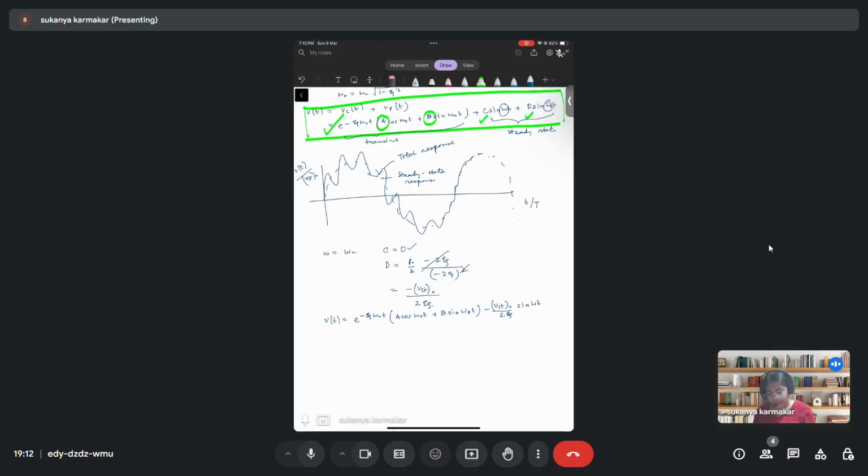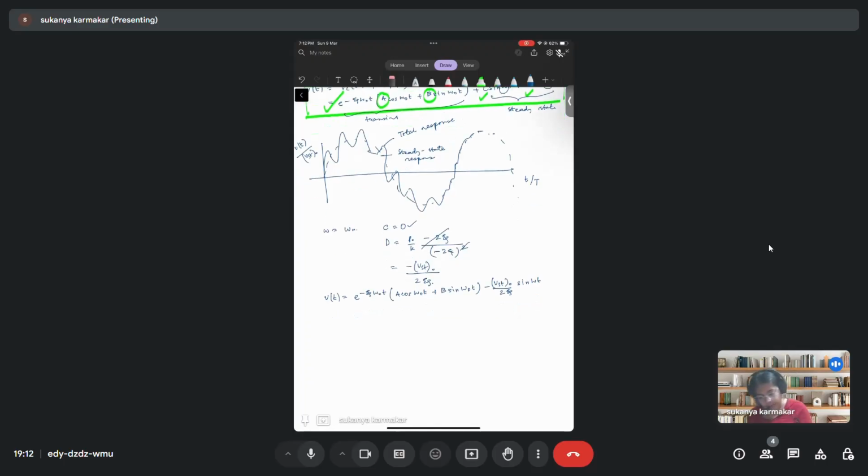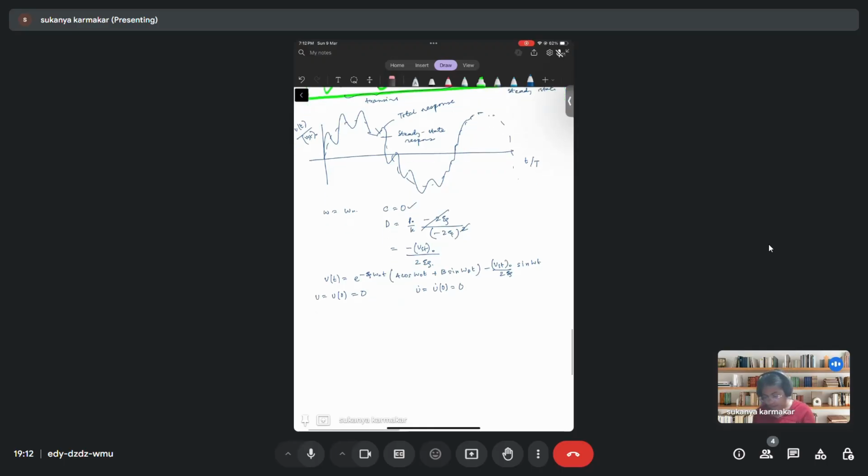Now let's calculate a and b. For that I want you to use the fact that at t equal to 0, let the displacement be u and let this be equal to 0, and u dot is also equal to 0. So with this fact, you can solve it here. I'm skipping this.